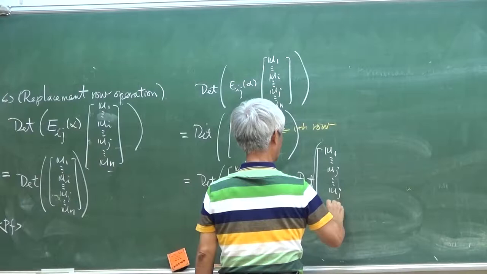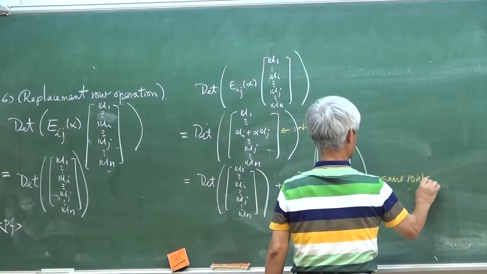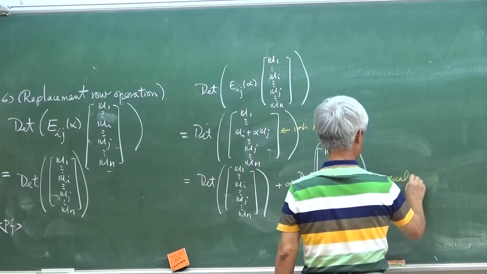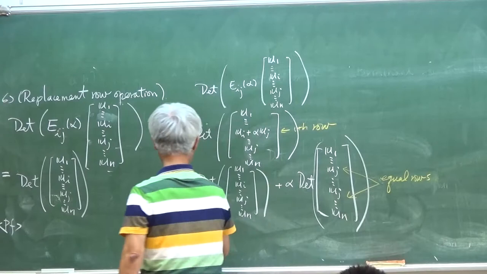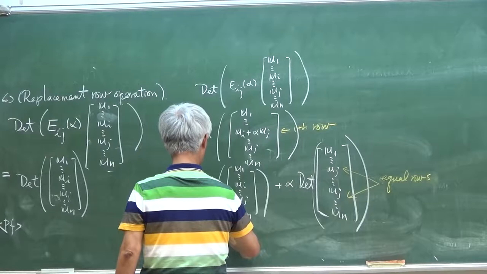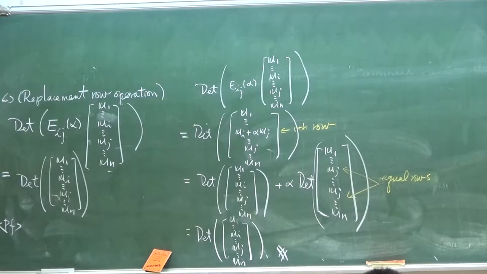Now you have equal rows here. So the determinant is zero. Okay? Zero. Right, so now we have the determinant of u1, ui, uj, un. And then we're done. Okay? Cool. Finish. So to do the replacement operation, you will not change the value of the determinant.